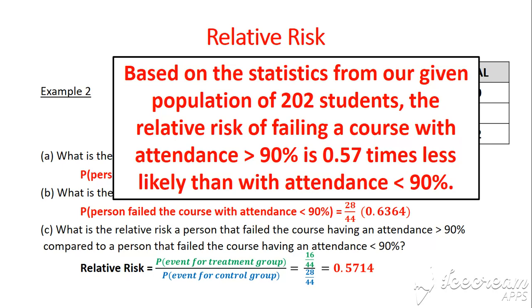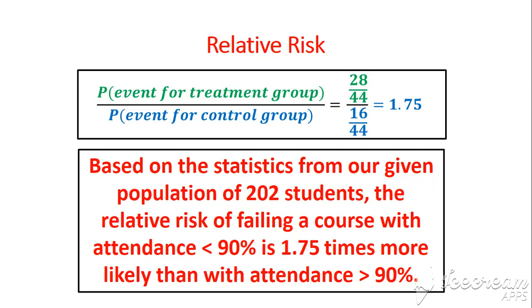Now keep in mind, if you chose to do it the other way, you would have flipped it all around and got a higher value than 1, and that means there's a greater chance of failing the course if your attendance is less than 90%.